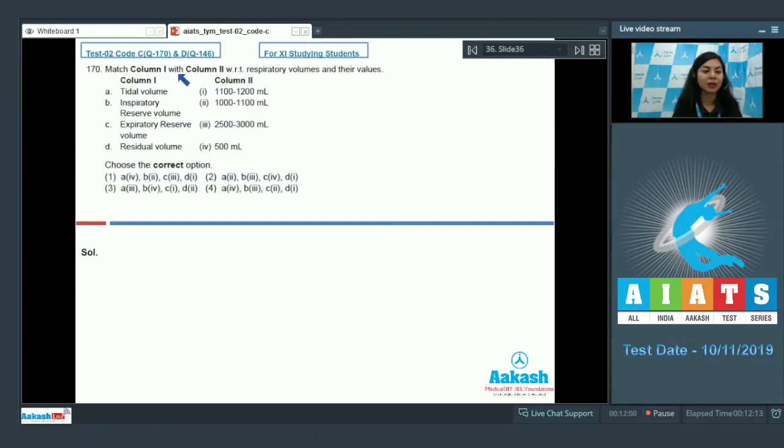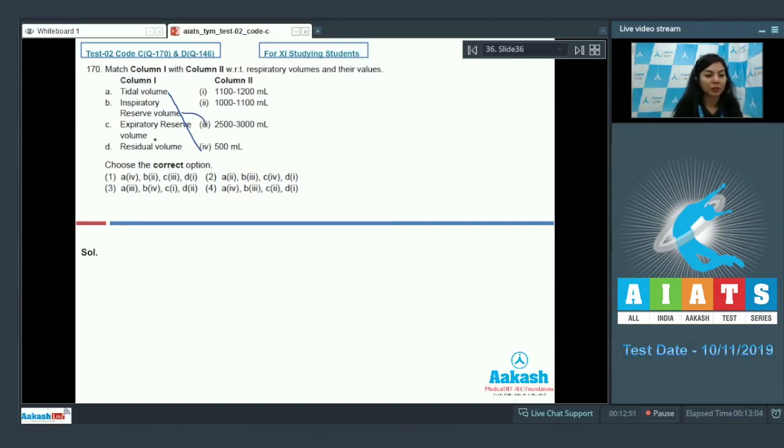Question 170. Match column 1 with column 2 with respect to respiratory volumes and their values. Column 1 has volumes listed and column 2 has their values. Let's look at option A here. Tidal volume, students, is the volume of air inspired or expired during normal quiet breathing, and it is about 500 mL. So option A goes with 4. Second, inspiratory reserve volume is about 2500 to 3000 mL, and it's the extra volume of air that a person can inspire by forceful inspiration. Option B goes with 3.